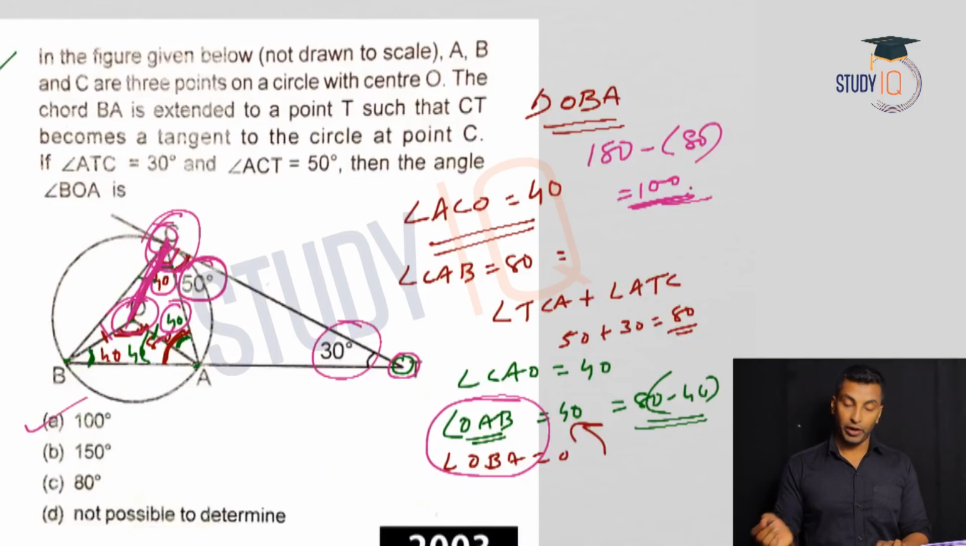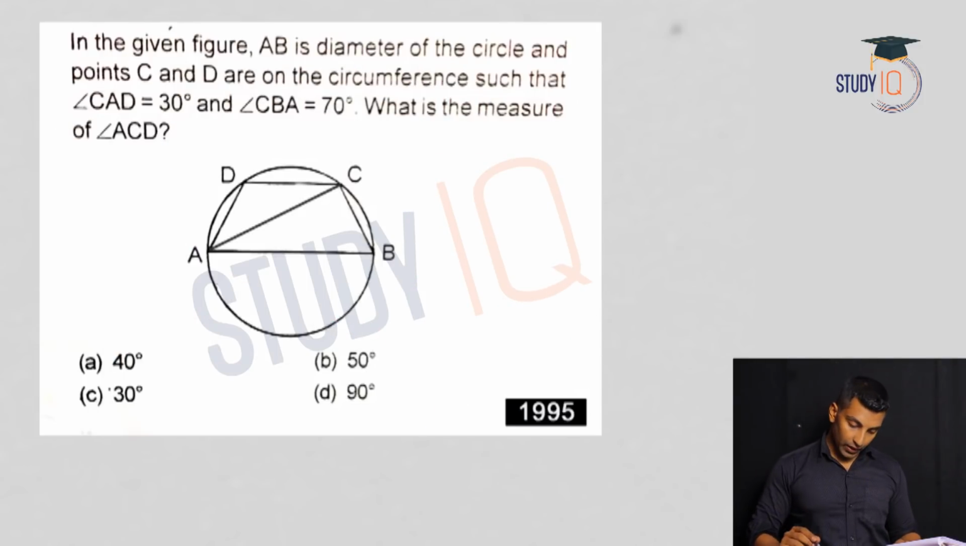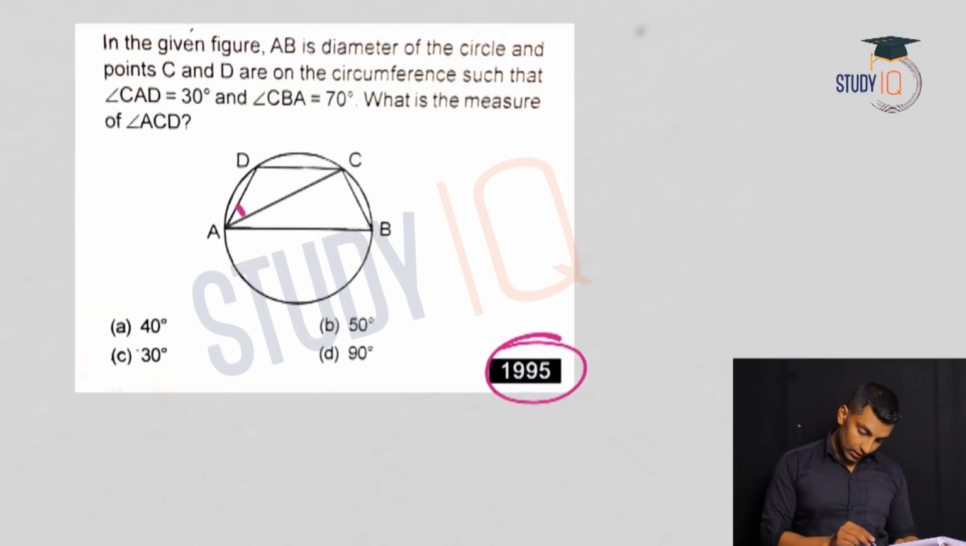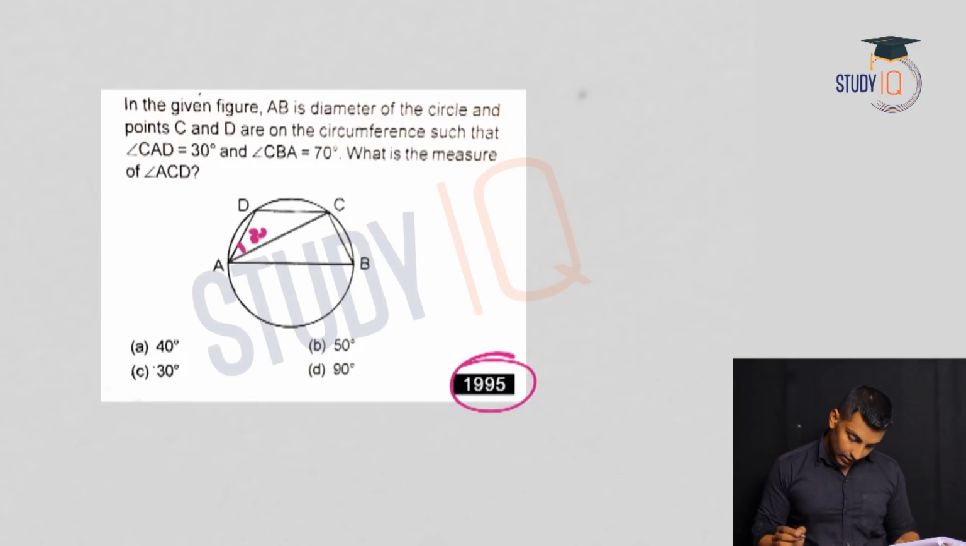Join this point. Okay, take a minute and solve this question. This was a 1995 question. So how will you solve this? So what is given? AB is the diameter of the circle, right? And points C and D are on the circumference such that angle CAD is 30 degree, right? So this is given. This is 30 degree. And angle CBA is 70, right? So this is given as 70.